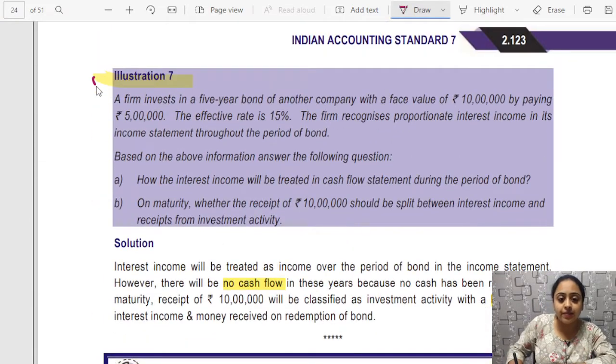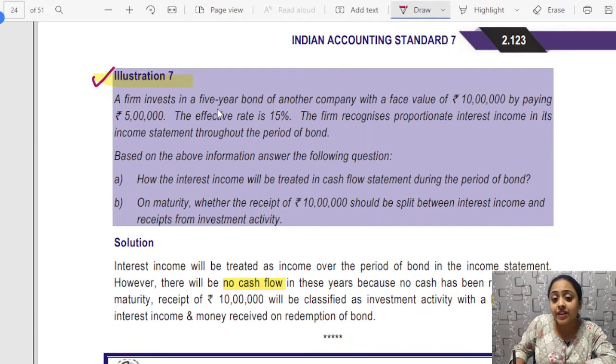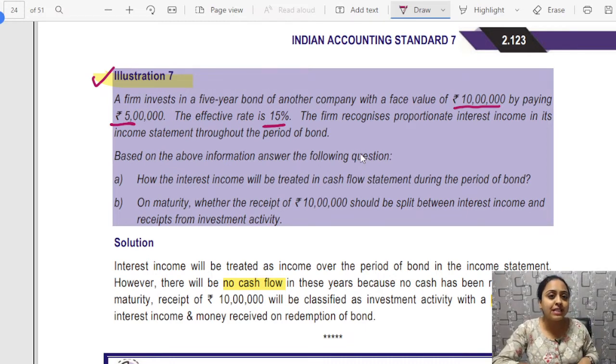Illustration number 7. A firm invests in a 5-year bond of another company with a face value of 10 lakh by paying rupees 5 lakh. They have paid, there has been outflow of rupees 5 lakh. The effective rate is 15%. The firm recognizes proportionate interest income in its income statement throughout the period of the bond. You have invested 5 lakh rupees and at the end of 5 years you will be receiving 10 lakh rupees.